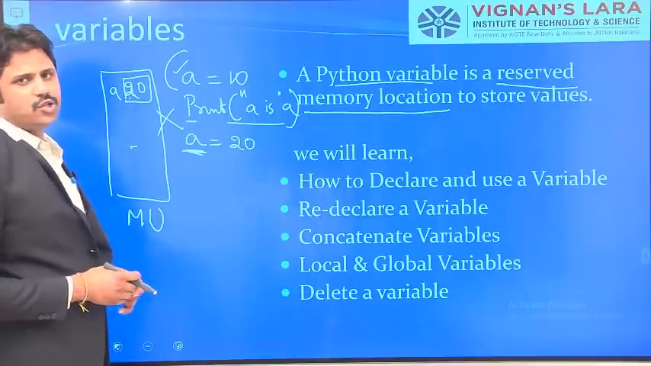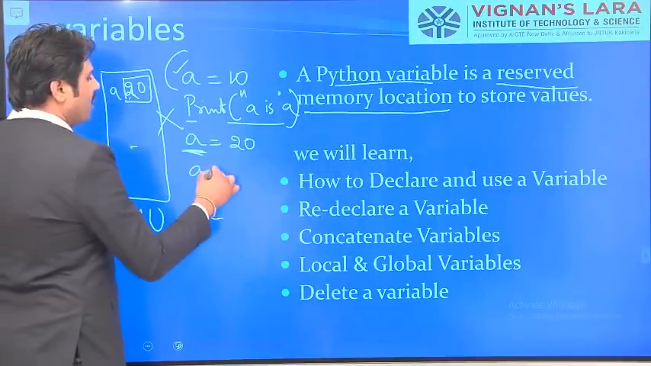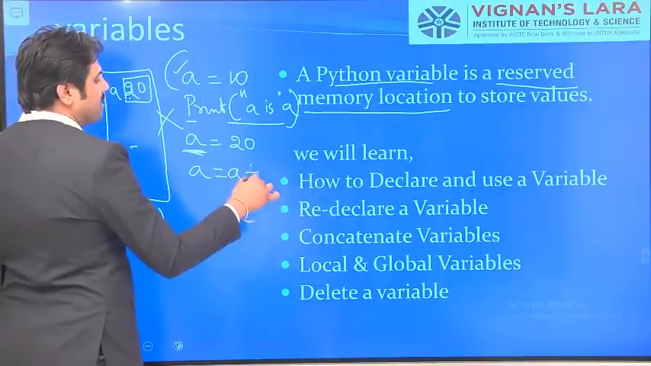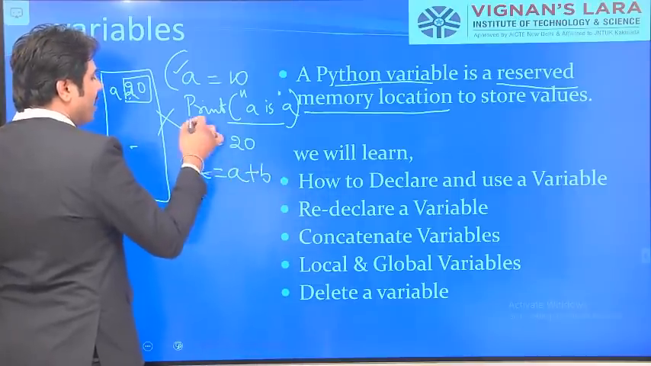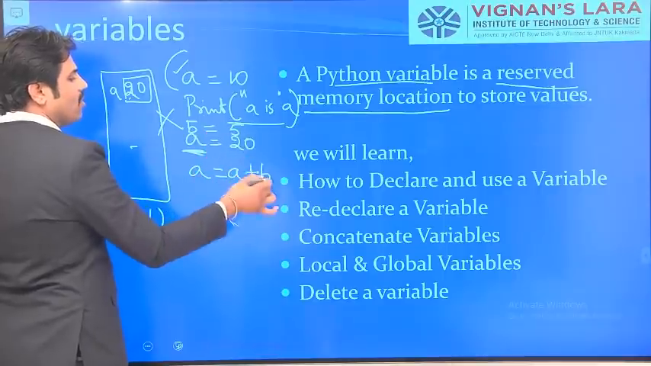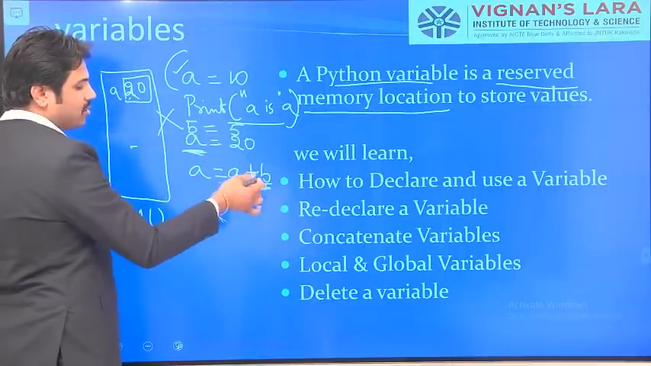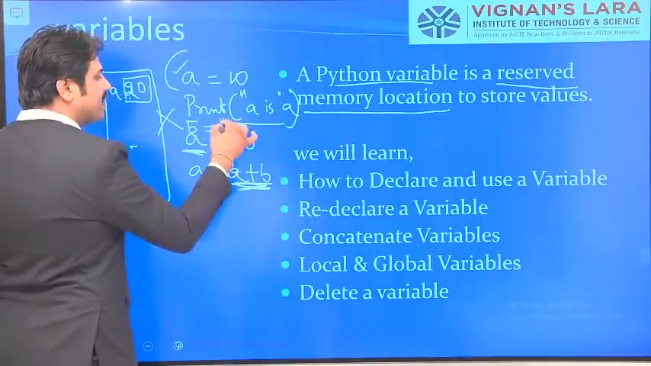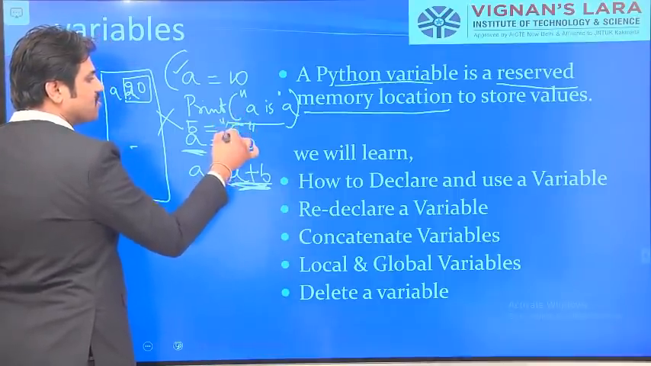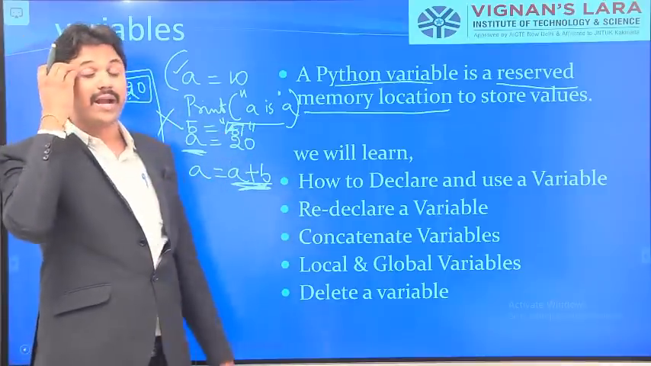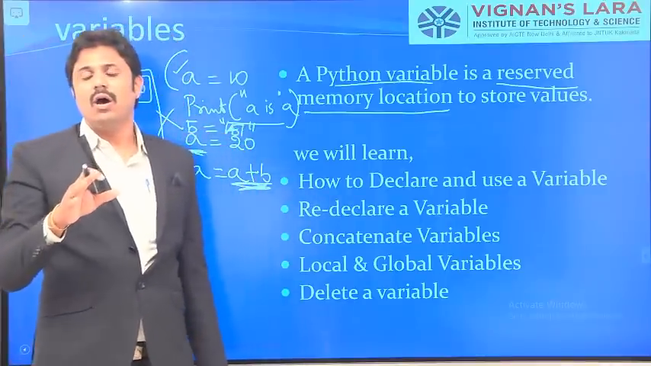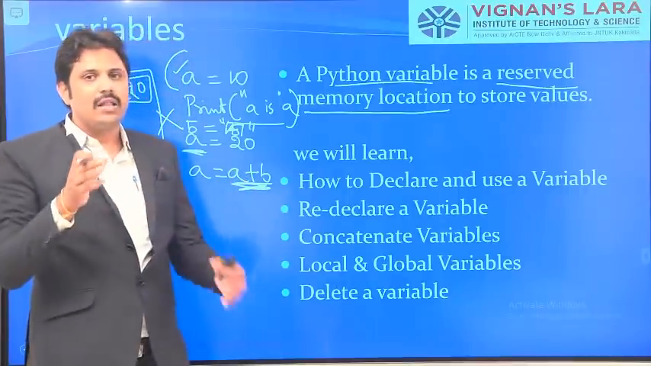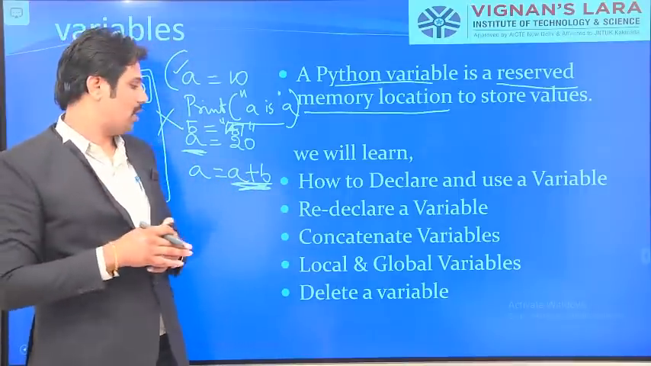And concatenation. For example, A equals to A plus B. For example, B I am taking 5. So I just use this addition operation. So for example, if it is a string, you need to perform the concatenation. If you use the plus symbol, both data types should be equal.